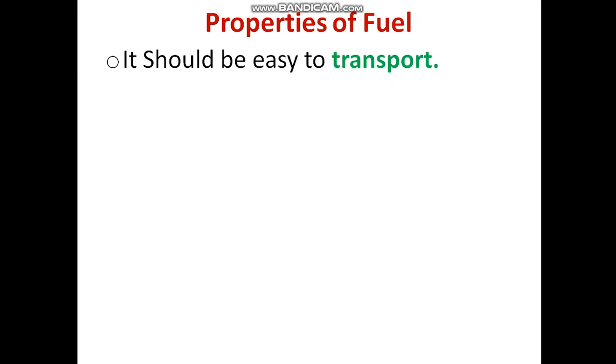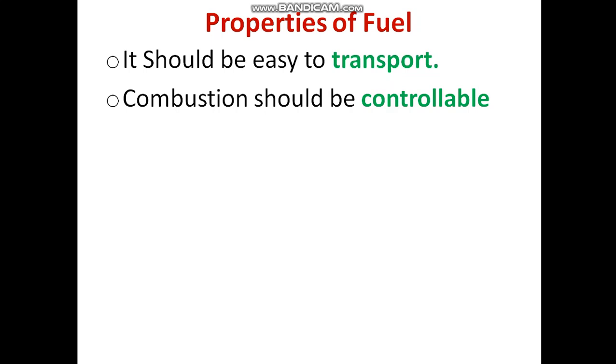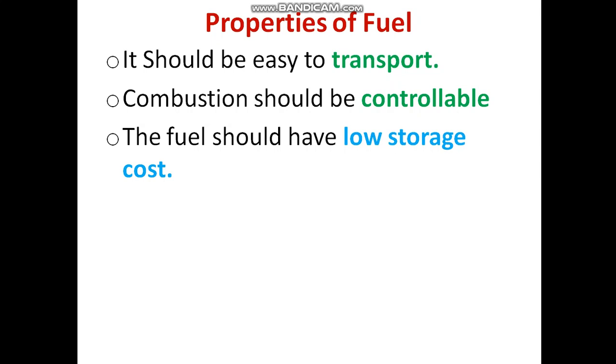It should be easy to transport. The fuel should be easy to transport from one place to another. Combustion should be controllable. Take the example of a gas. When we burn the gas, we can make the flame low, medium or high. That is called a controllable flame or controllable combustion. The fuel should have low storage cost. Whenever we store a fuel, the cost should be low.